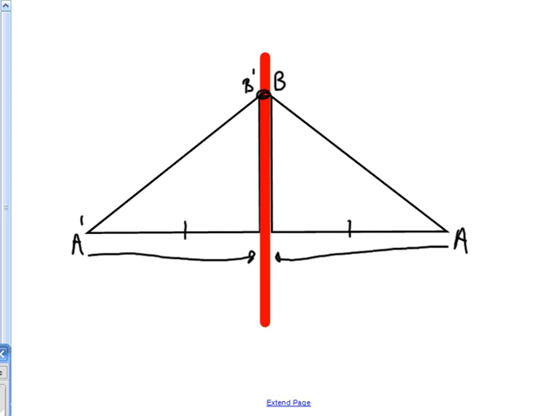What could you call this red line? We called it a mirror. What could be its other names? Can you think of any? Line of symmetry. Good job. It's a line of symmetry, a line of reflection, or a mirror.